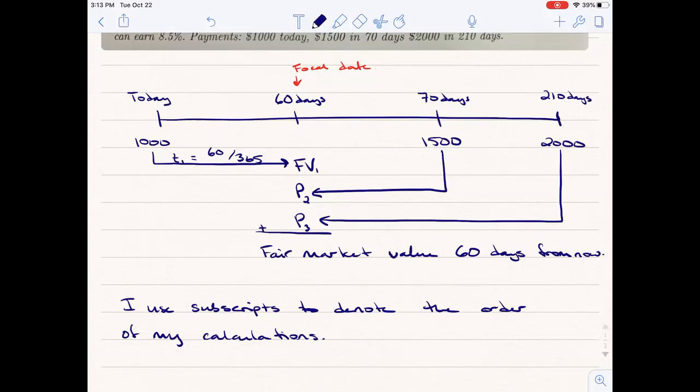Same idea for the next arrow, but we have to be careful, right? T2, because it goes with our second calculation. This is the one that caught me last day, because I was getting sloppy and I said 70, but it's actually the distance between 60 days and 70 days. That's only 10 days, and so 10 over 365. And then finally, T3 is the distance between 60 days and 210 days, which turns out to be 150 days.